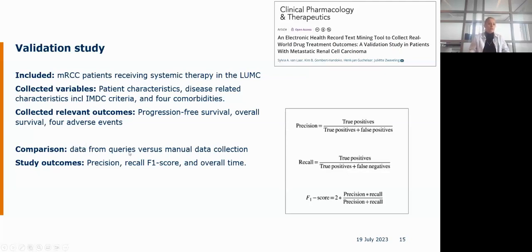And what we did, we collected the data with the rule-based queries we constructed and did a manual data collection as well, and then compared those. Did those match or not? And we calculated the precision, recall, and F1 score, which is a combination. And next to that, since this is a question based on efficiency, we also measured the overall time necessary to verify and collect the data.